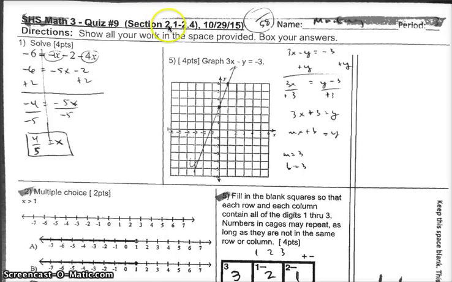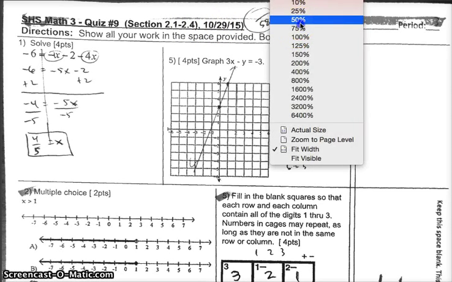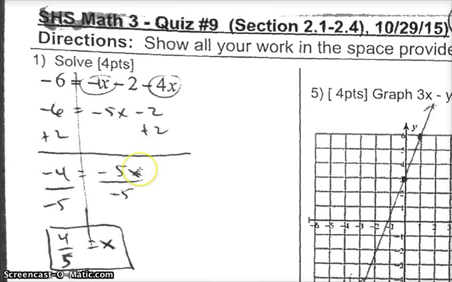Your homework assignment, right? Alright, these are quiz corrections for Math 3 quiz number 9. You guys took this on October 29th, 2015. Zoom in. Question number 1 asks you to solve.